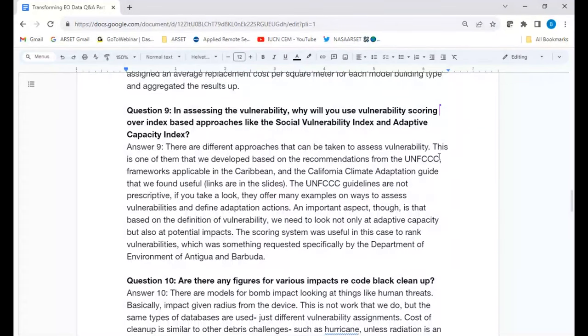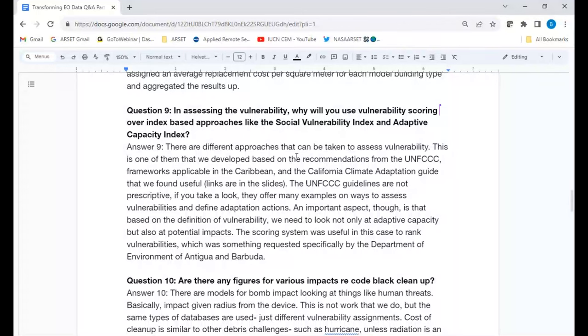If you look at the UNFCCC guidelines, there are examples there, but also if you look at plans, I think there's one approach per plan. So we just developed this one based on the context, on the guidelines, on the fact that we're in the Caribbean. So we looked also at some frameworks that were developed in the area. We also find that the California Climate Adaptation Guide in this case was useful.